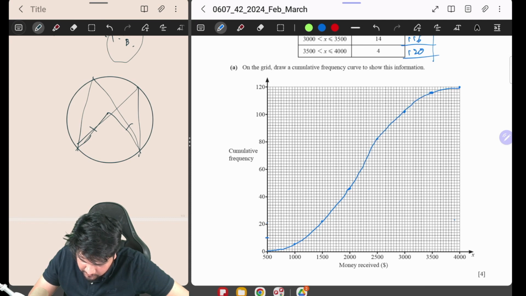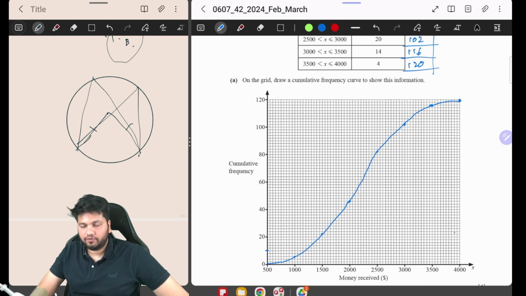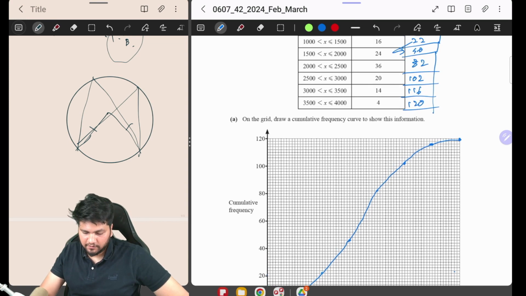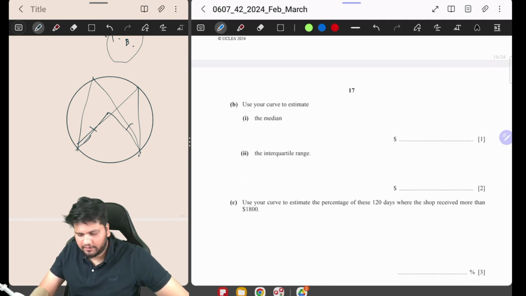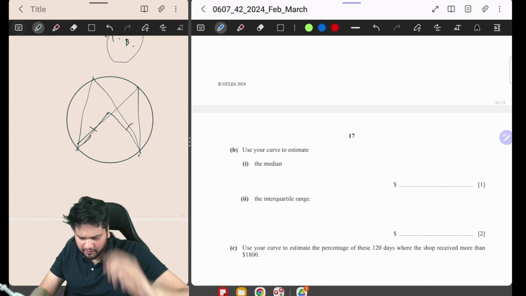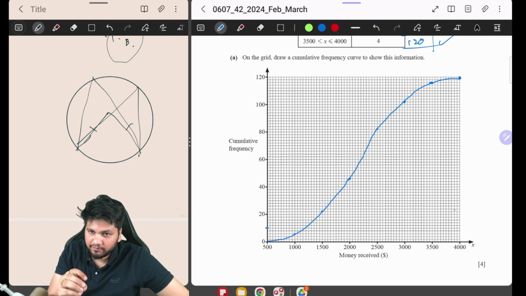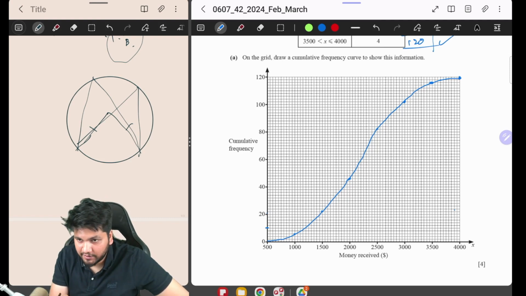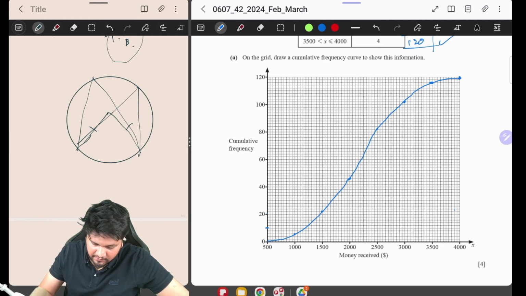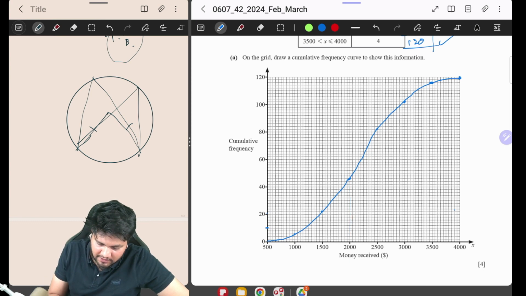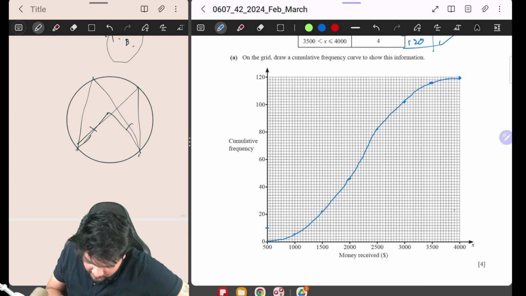Obviously when it's 4000, the frequency is 120. Now, if we are done with the drawing part, what would the median be? Please remember that the median is the value where half of the people lie. Don't take 2000, please take the 60th person, because we are talking about the people: how much money the 60th person has received, or whatever the question is.